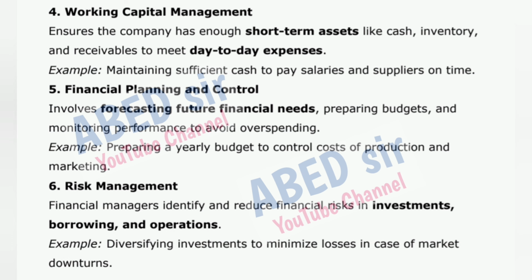5. Financial planning and control. Involves forecasting future financial needs, preparing budgets, and monitoring performance to avoid overspending. Example, preparing a yearly budget to control costs of production and marketing. 6. Risk management. Financial managers identify and reduce financial risks in investments, borrowing, and operations. Example, diversifying investments to minimize losses in case of market downturns.